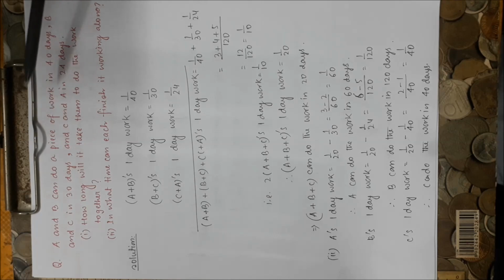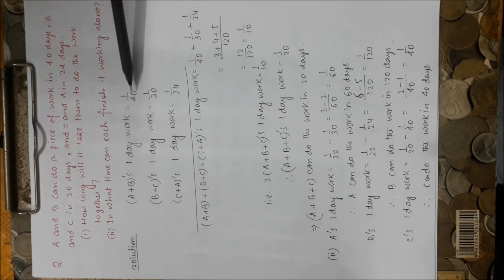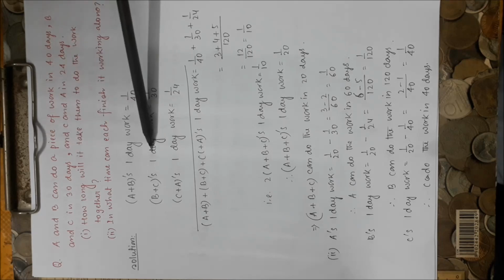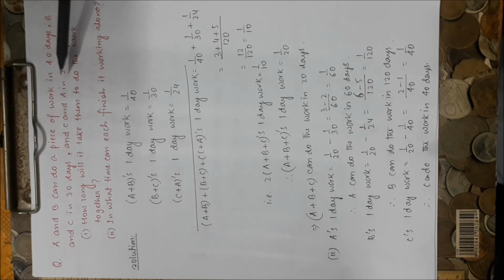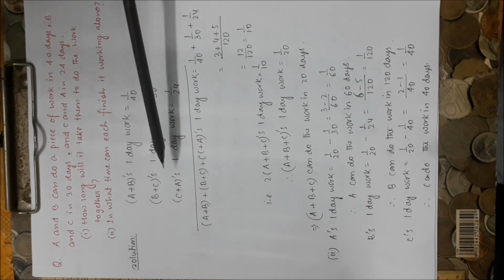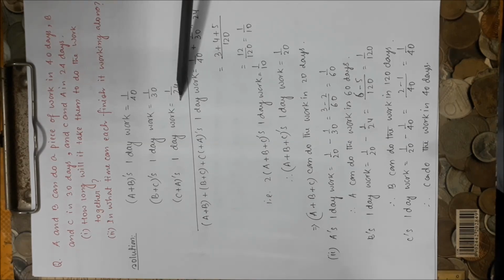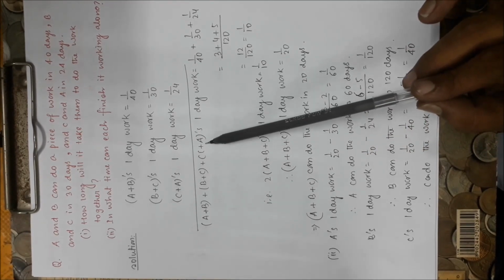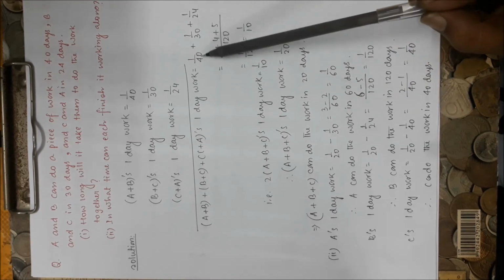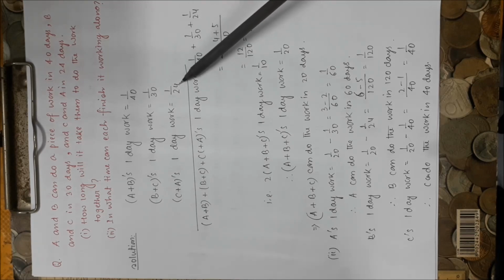So A and B can do a work in 40 days. So 1 day work of A and B equals 1 by 40. B and C in 30 days. So 1 day work of B and C equals 1 by 30, and C and A in 24 days. So 1 day work of C and A equals 1 by 24. Now if you add all the work, that means A plus B plus B plus C plus C plus A, we'll get the work equals 1 by 40 plus 1 by 30 plus 1 by 24.